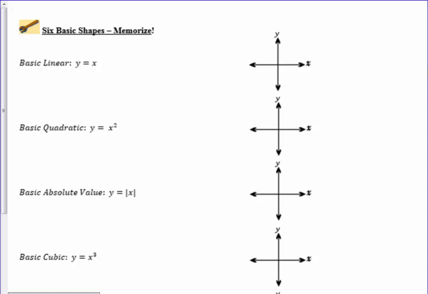As we start to talk about sketching graphs of functions, it's important to know these 6 basic shapes. These are shapes that you need to memorize, and there are certain points and locations that you need to memorize as well. The first shape is just a basic linear function, this one being y equals x.